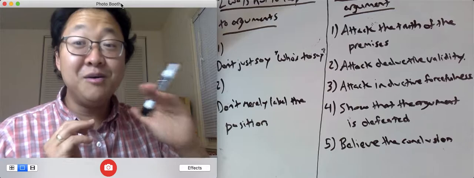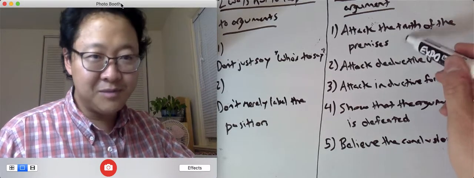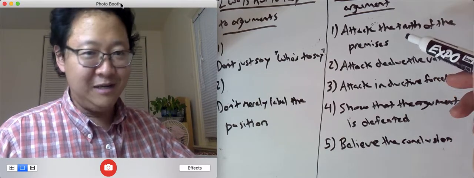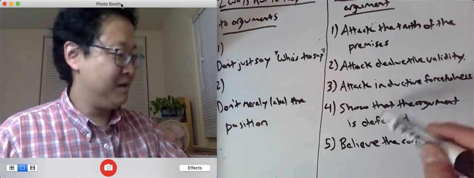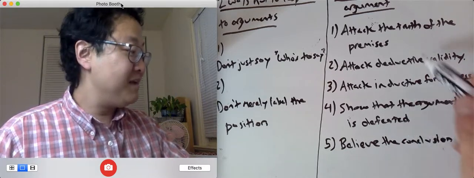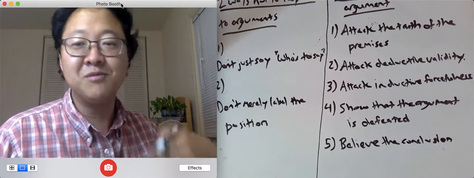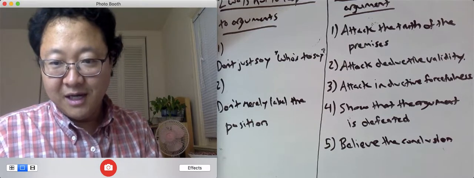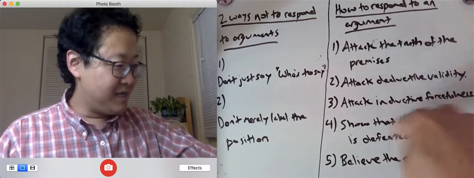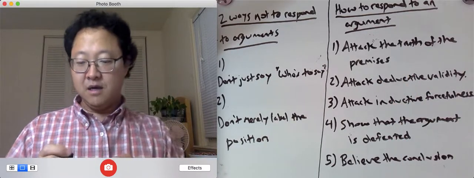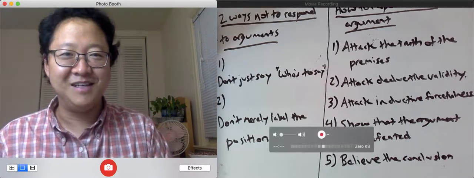And they'll believe the rationally persuasive arguments. If it's not reasonable to believe the premise, then they won't believe the argument. If it's either not deductively valid or not inductively forceful, then they won't believe the argument. If the argument is defeated, they won't believe it. But if it's none of those things, then they'll believe the conclusion. So we want to be the rational person. We want to follow the evidence. So that's how to respond to an argument: either attack in one of these ways or believe. With that, we're going to move into the new topic of fallacies.